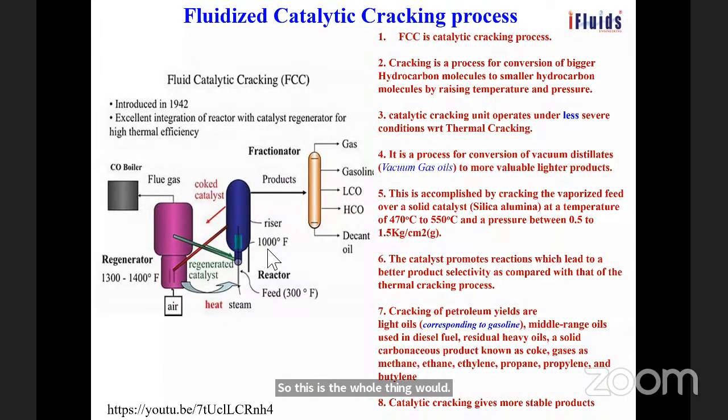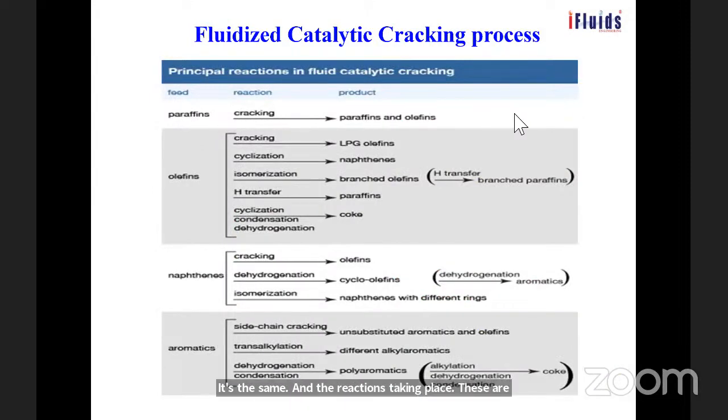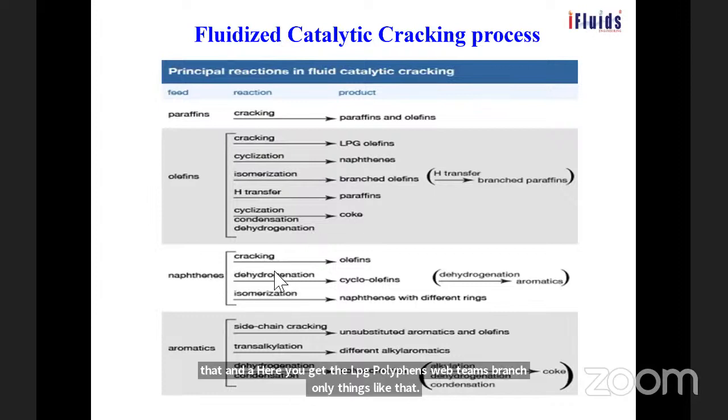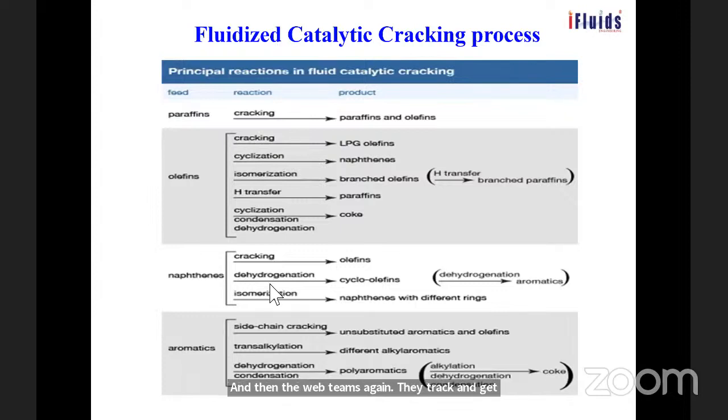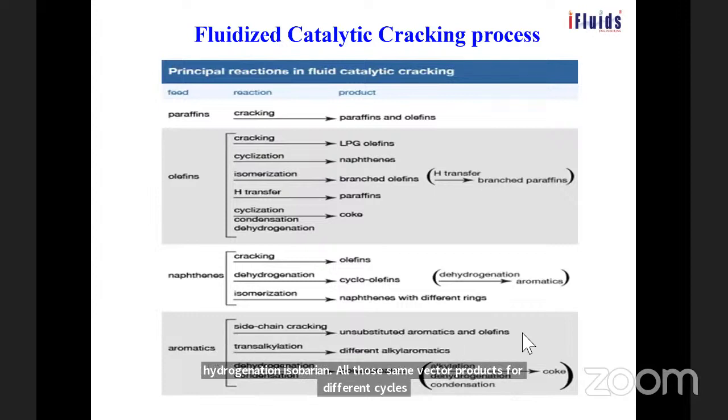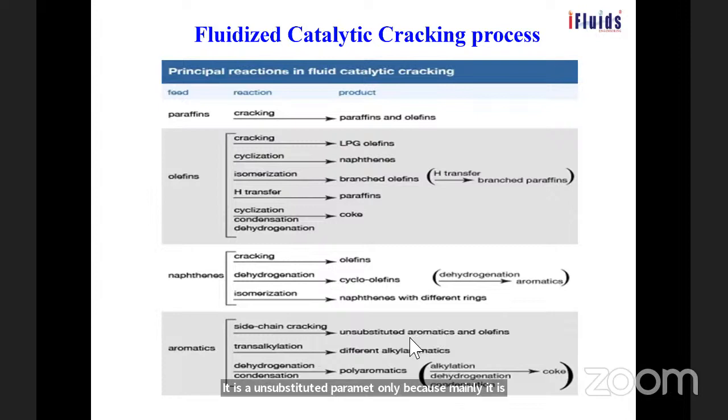And the reactions taking place are, first, paraffin cracking. It is cracked into paraffins and olefins. On olefins, different reactions take place: cracking, cyclization, like that. Here you get LPG, olefins, naphthenes, branched olefins. The naphthenes again get cracked, followed by dehydrogenation, isomerization, all those things. You get the products: olefins, cycloolefins, naphthenes. Then the aromatics undergo side chain cracking. It is unsubstituted aromatics only, because mainly it is aromatics that pass through this, and different alkyl aromatics. So these are the reactions happening in the FCC.